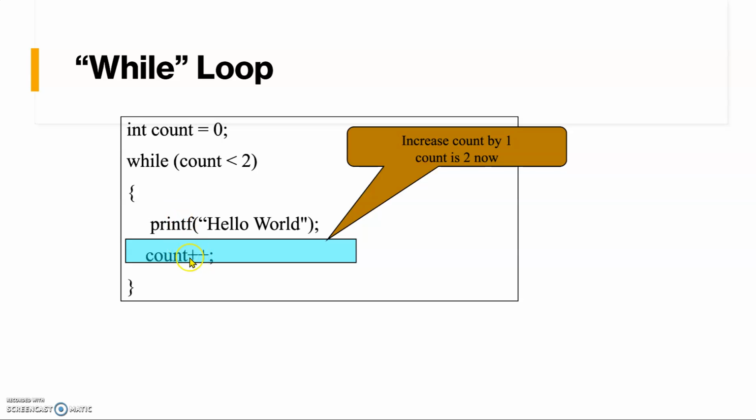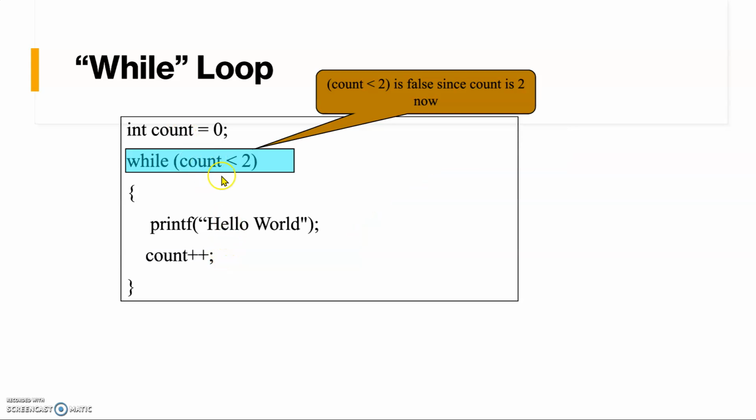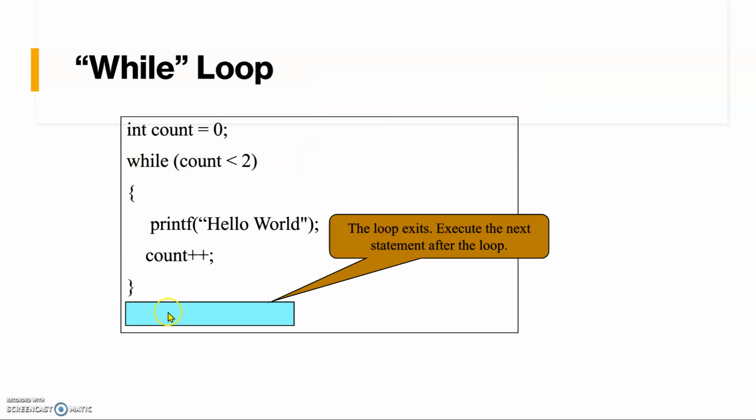Now after executing this statement, this is the end of the block, so it will go back to the condition checking. The count value, which is 2, is less than 2, which is false now, so it will bypass this block and come here, and whatever statement you have here will be executed, which is nothing but exiting from the loop. Got it? So this is how the statements will be executed and how the condition will be evaluated.